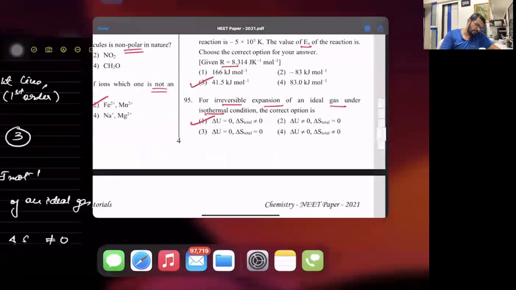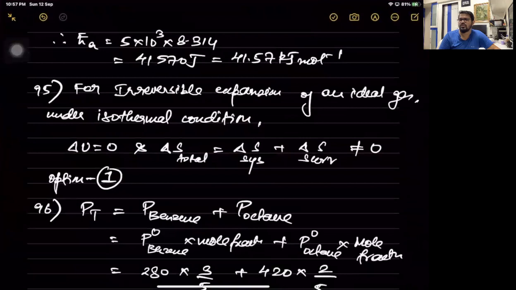For irreversible expansion under isothermal condition, delta U is zero. Delta S total is delta S of system plus delta S of surrounding, which is not equal to zero.